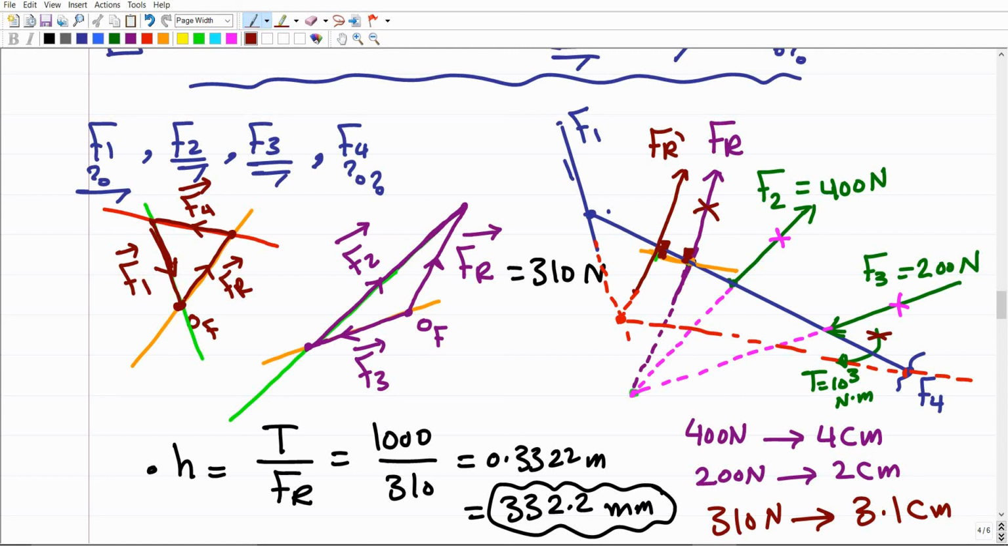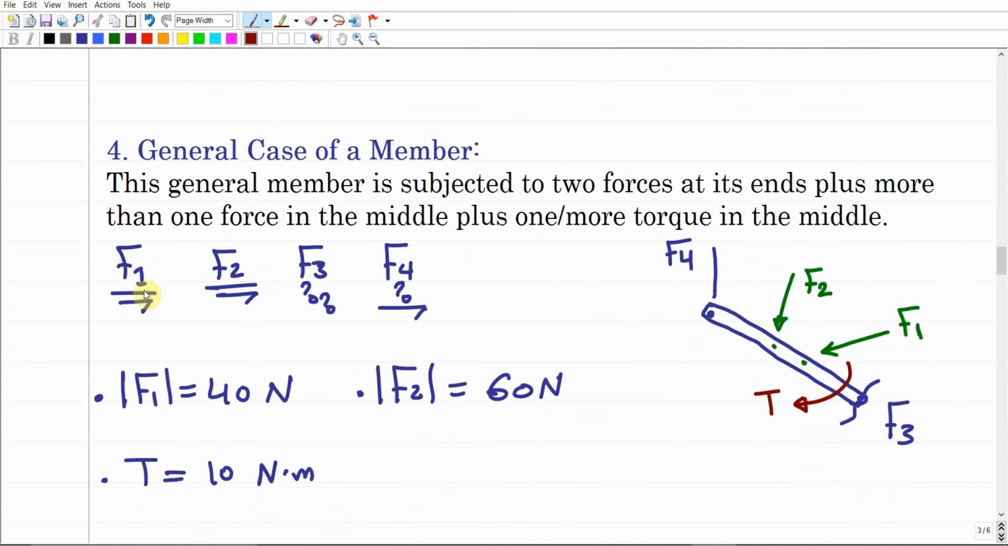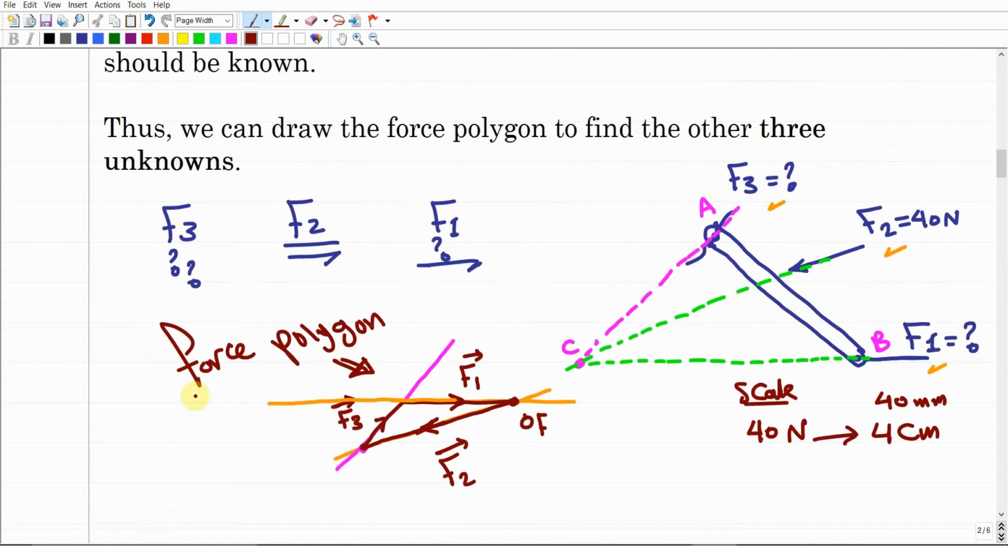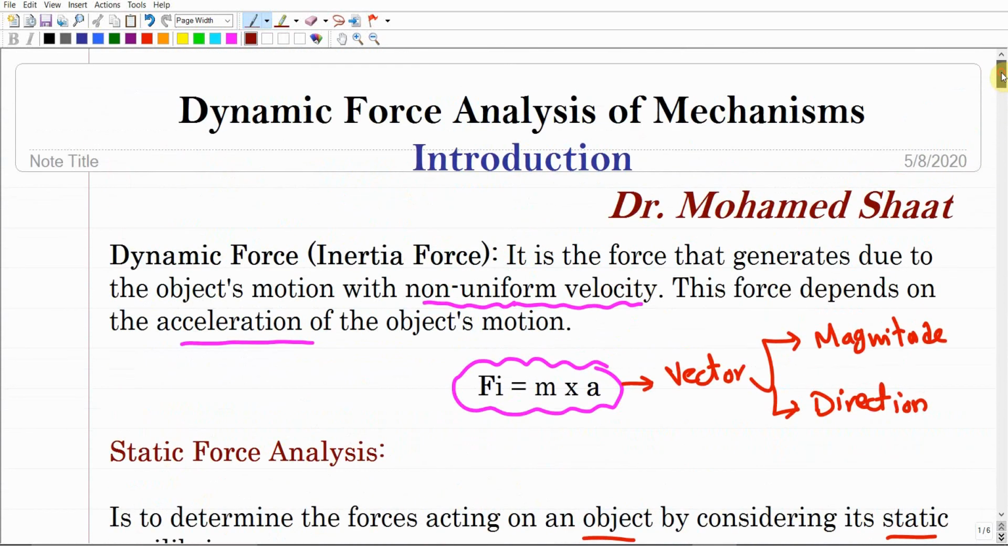And by this, we already did a complete analysis, and we found all the unknowns for this general member. With lots of forces located at the middle in addition to a torque, we combined them into a resultant force. Then we dealt with this member as a three-force member, and we did the analysis to come up with the unknowns. Make sense? So this is how we can handle a general case of member. All of these cases that we explained here are the cases that we're gonna see or use through the analysis of the different mechanisms that we are going to consider for this part. This is simply how we can do static force analysis for a mechanism.